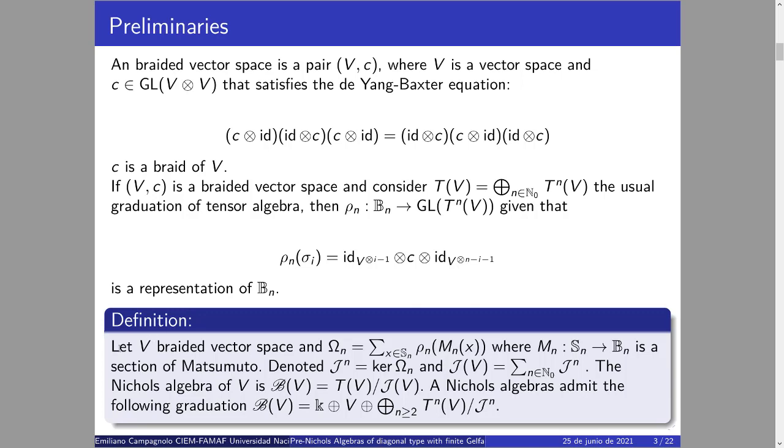And we have this definition: let B be a braided vector space and omega defined like this, where M is a section of Matsumoto, denoted J with this gradation, and defining the Nichols algebra of B by this quotient, and the Nichols algebra admits the following gradation. Okay?